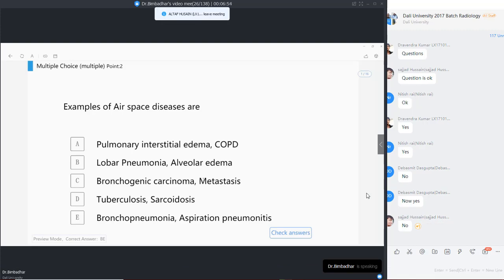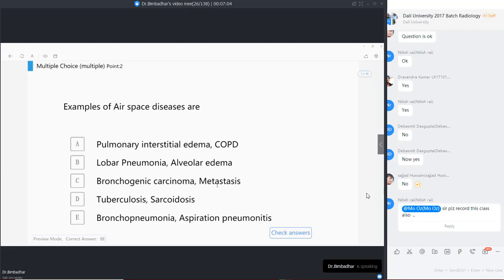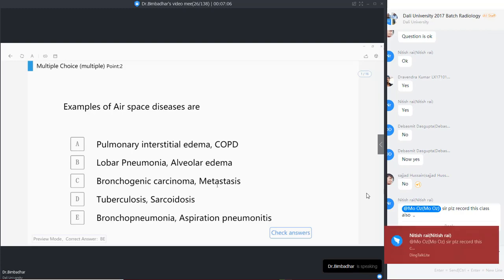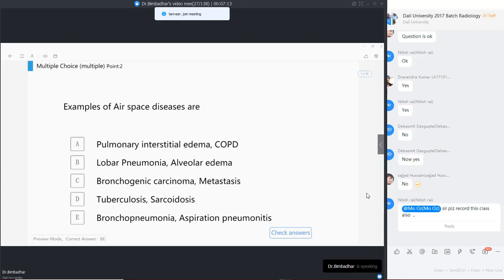And then bronchogenic carcinoma and metastasis, both of them. Bronchogenic carcinoma, yes, is an airspace disease, but metastasis is not an airspace disease. It is related to the interstitium. Okay, tuberculosis and sarcoidosis are both interstitial diseases. So that's the reason we are not choosing this one.